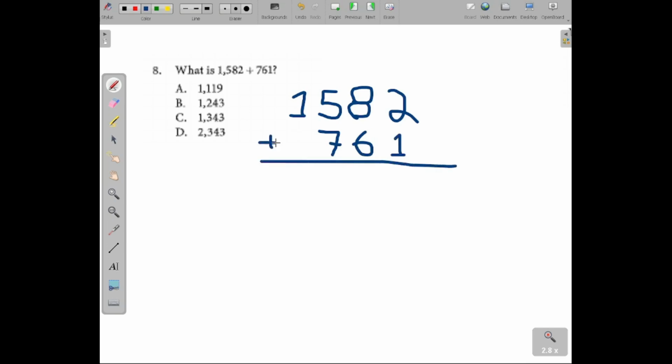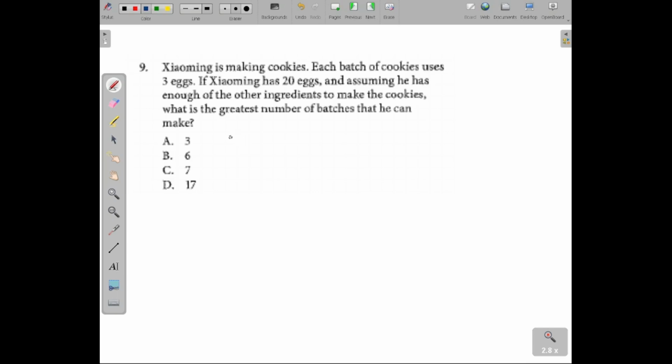We just add 2 plus 1 is 3. 6 plus 8 is 14. We hold 1. 5 plus 7 is 12 plus 1 is 13. We hold 1 and 1 plus 1 is 2. So the right answer is 2343, which is option D.